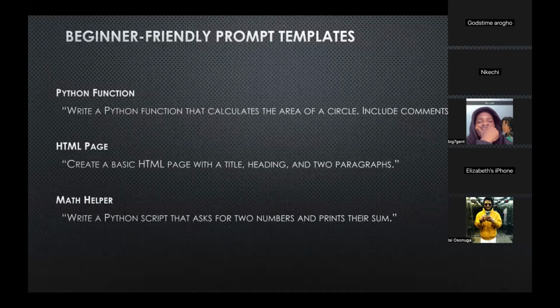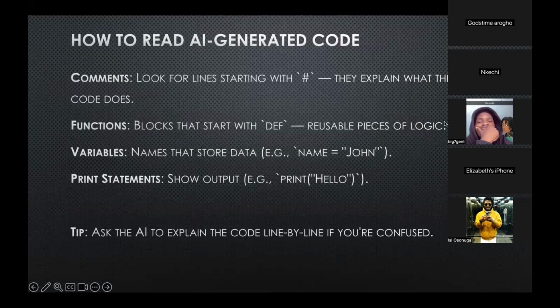You can add subtraction to it. You can add multiplication to it. Before you know it, you've created your first calculator. It's that simple. So moving on, how to read AI generated code.